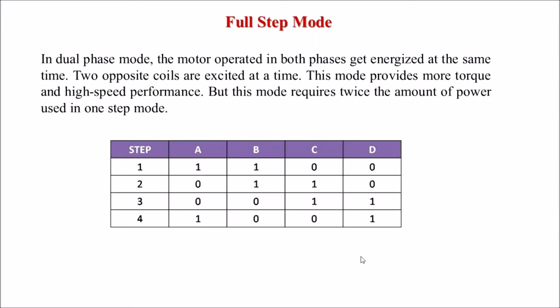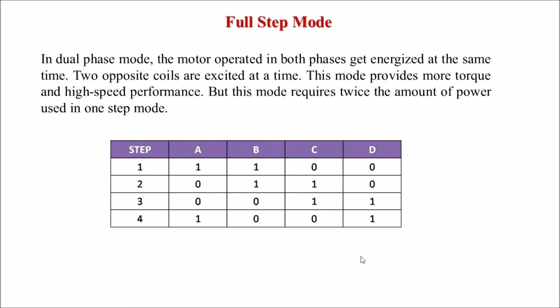Let's go through the sequence which we have to give to the phases of the stepper motor in full step mode. This is a dual phase mode. The motor operates with both phases energized at the same time. 2 adjacent coils are excited at a time. This method provides more torque and higher speed performance, but it requires twice the amount of power used in one step mode.